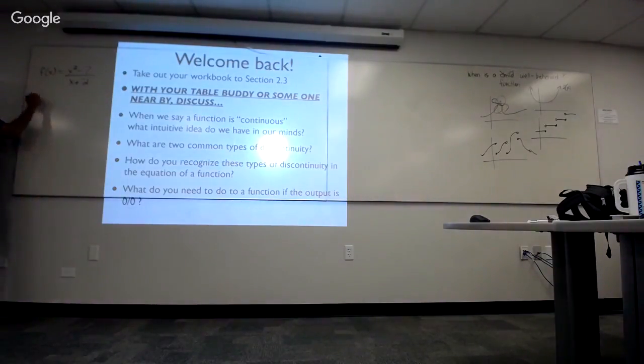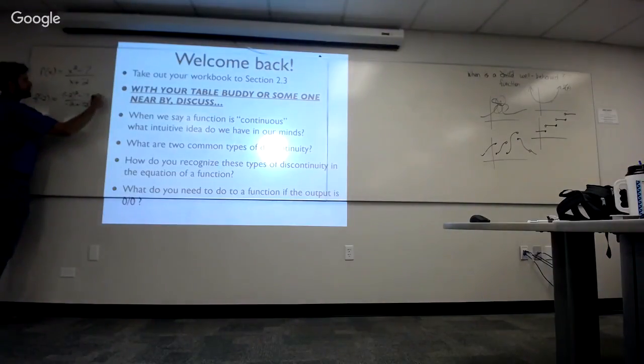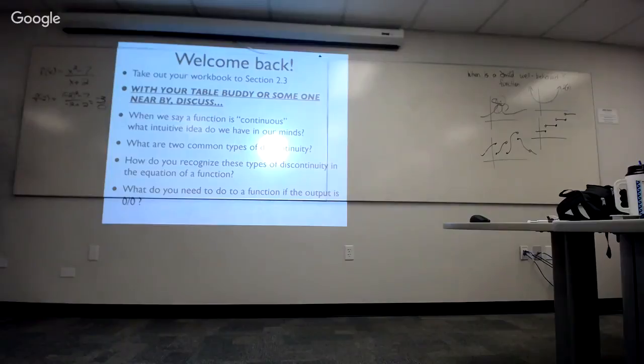Specifically, what happens if I plugged in the value -2 into that function? I would get -2 squared minus 7 all over -2 plus 2, and then we would have 4 minus 7, -3 over 0, which is undefined, and that's a real problem. Now, that's how you would analyze a function to see if it's well behaved or not.